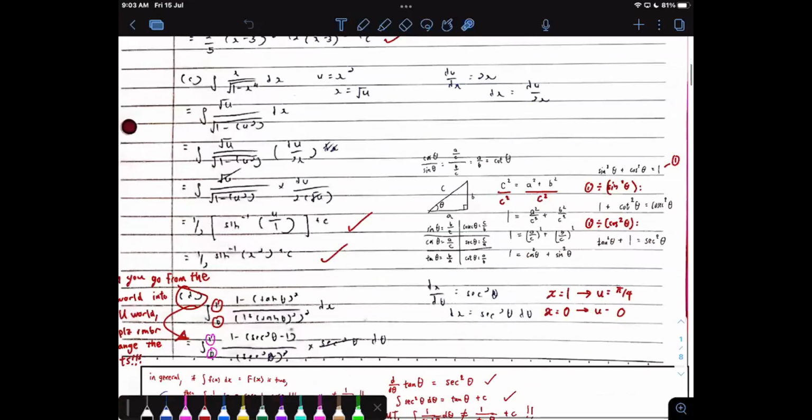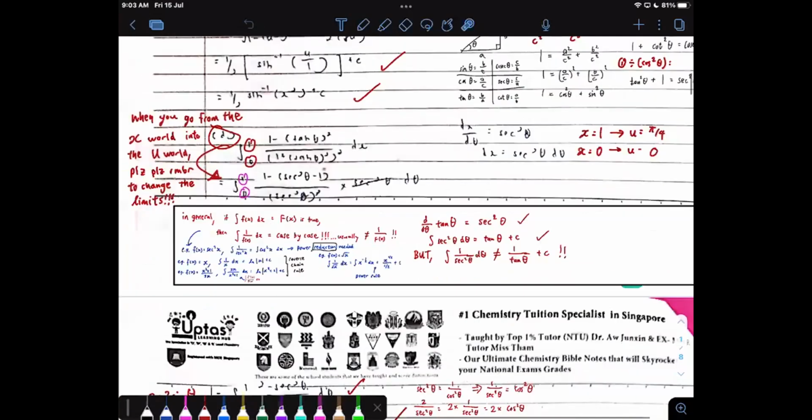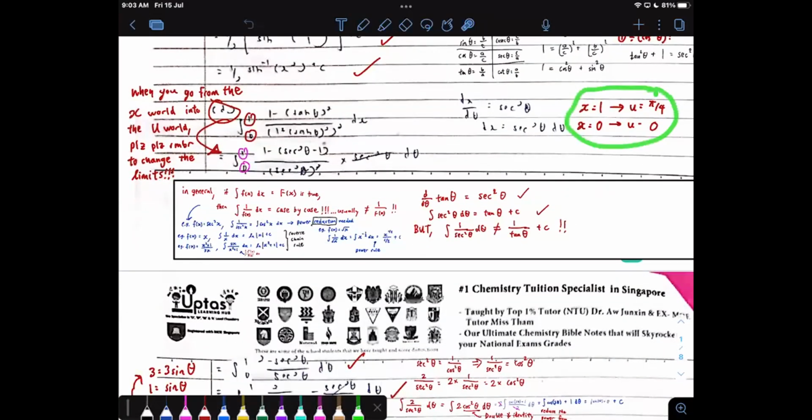I'm saying when you use a substitution, right? You must make sure to find out the upper and lower limits. Remember this?